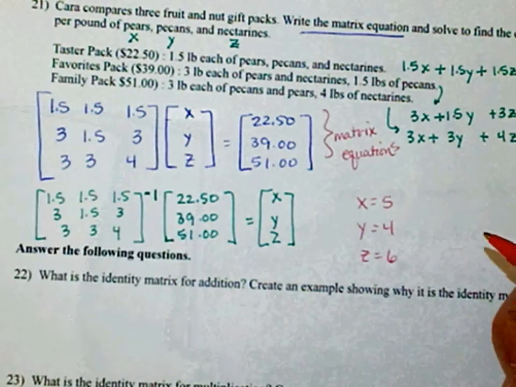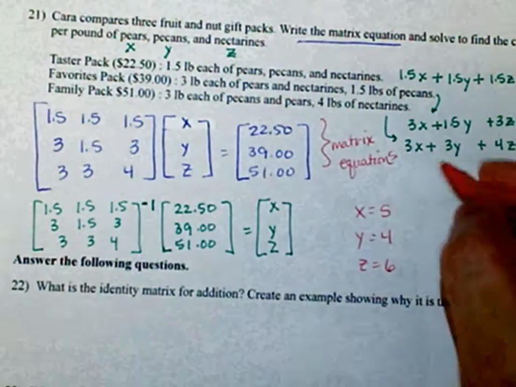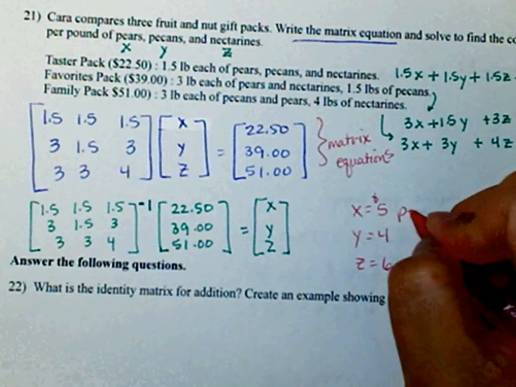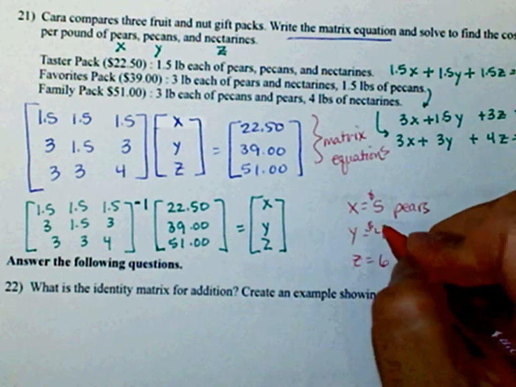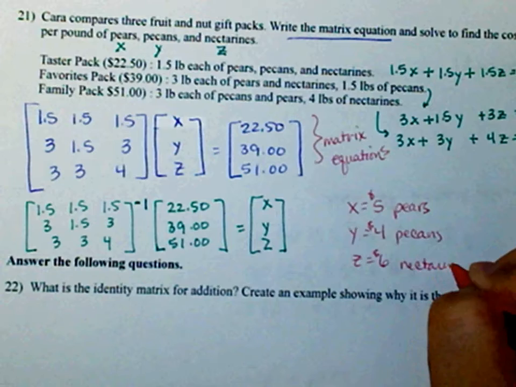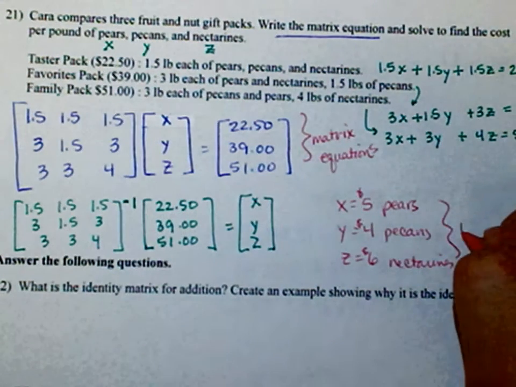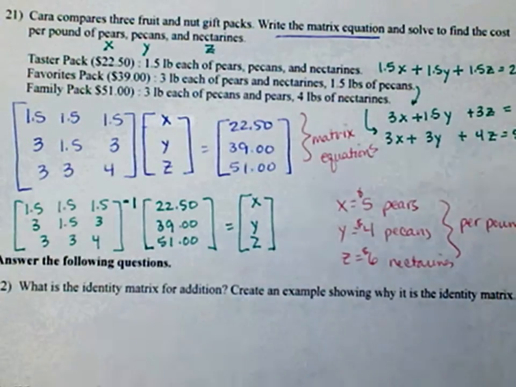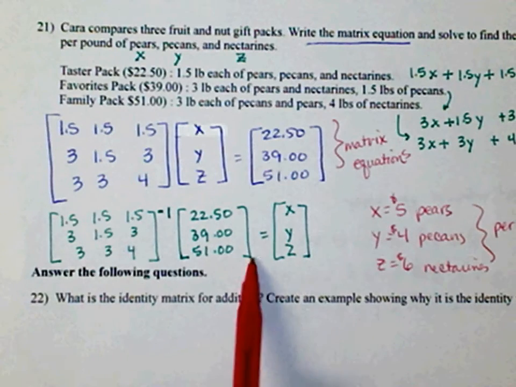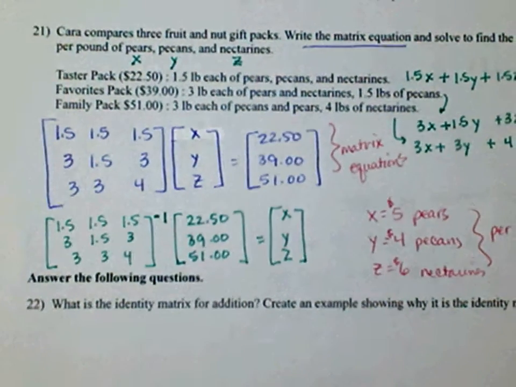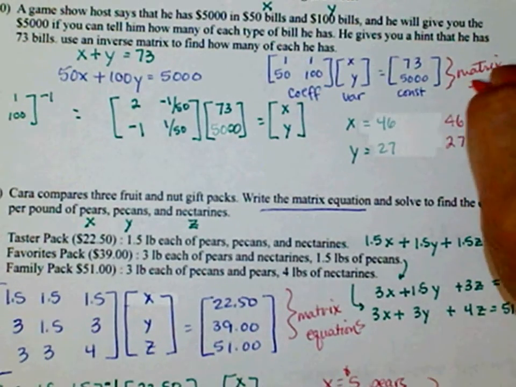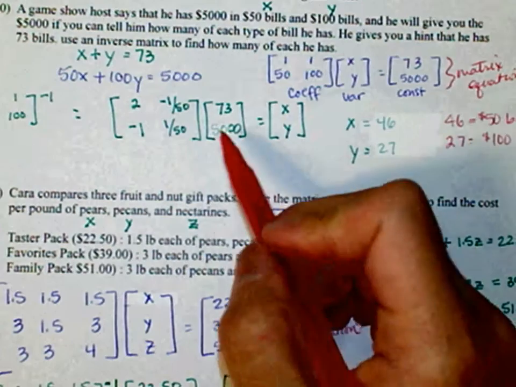And the question says, find the cost per pound. So it costs $5 for 1 pound of pears, okay, $4 for pecans, and $6 for nectarines, and all of these are per pound. And so there you have 20 and 21. That's your matrix equation. There's how you solve it, and there's your solution. Same thing, right here is your matrix equation. That's how you solve it, and here's your solution.